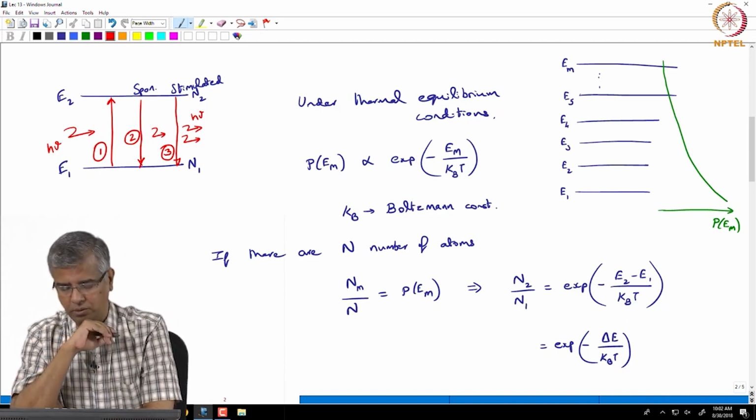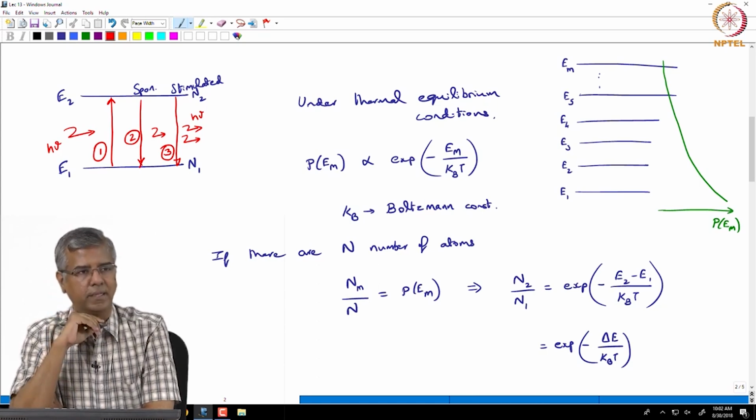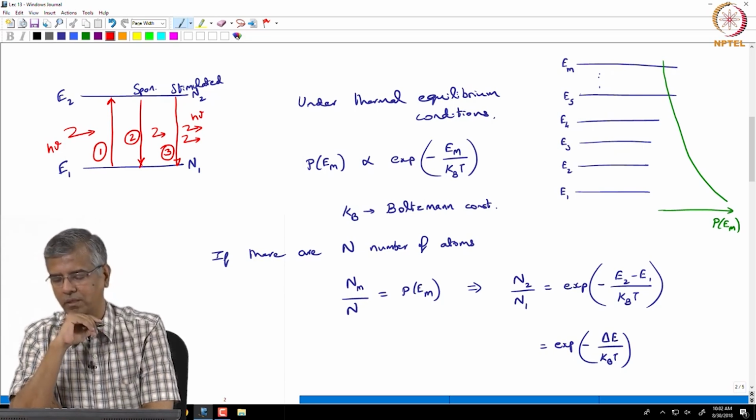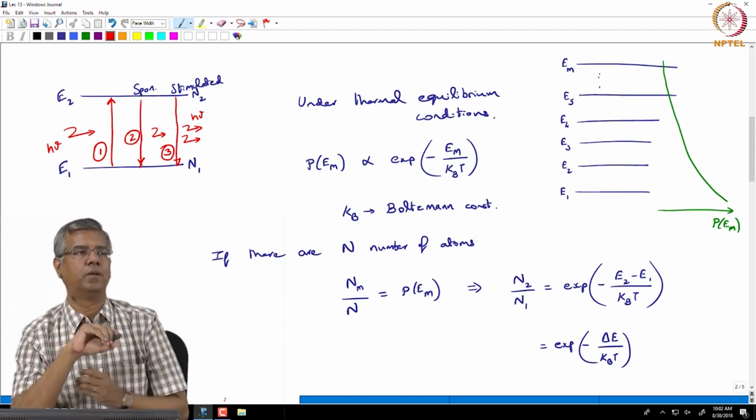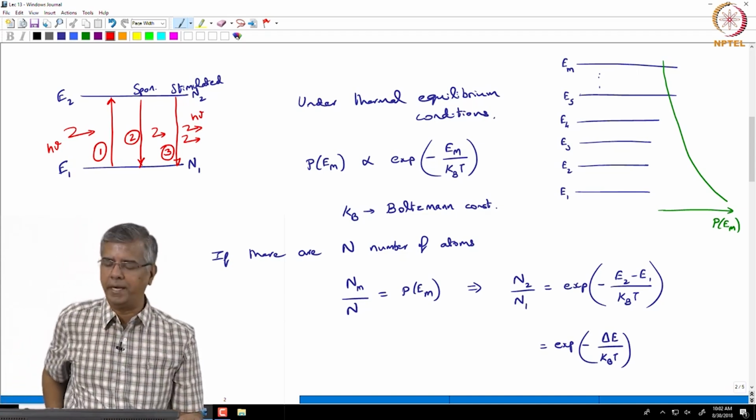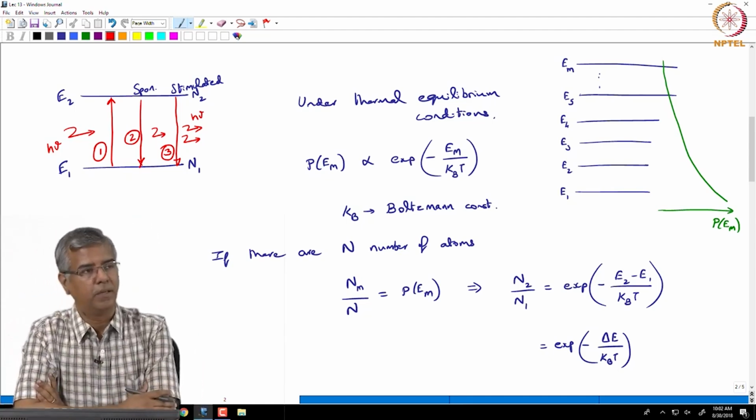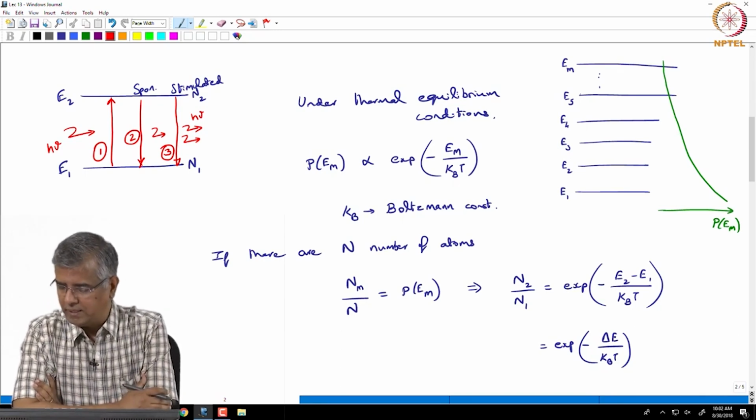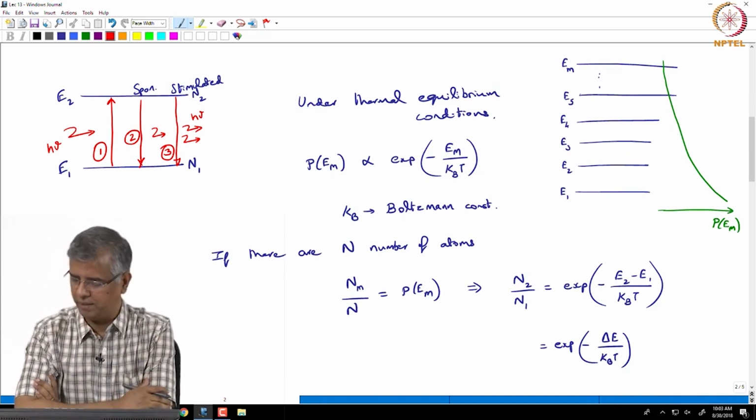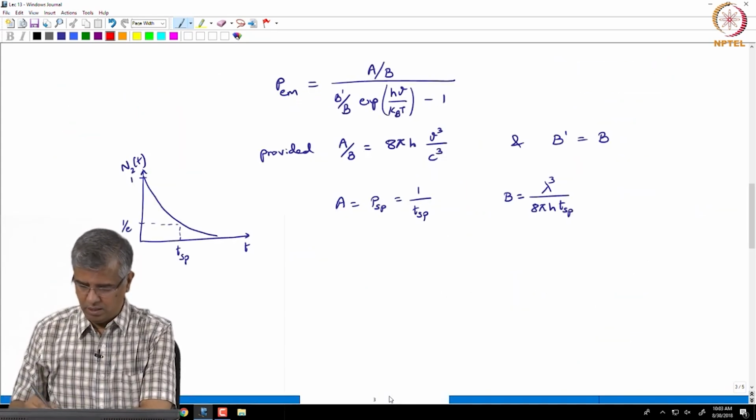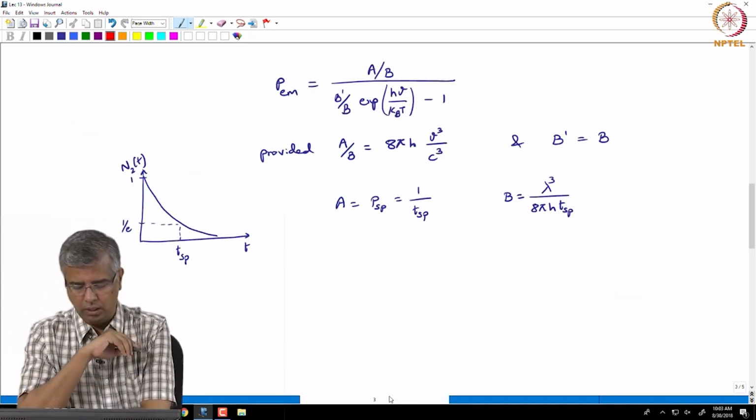We started going back to looking at Boltzmann's law, and realizing that the probability of finding an atom at an excited state, E_m, is always going to be lesser compared to the probability of finding an atom at a lower energy level. So, we were essentially saying that the probability of finding an atom at an excited state is going to be lesser compared to finding an atom at a lower energy level.